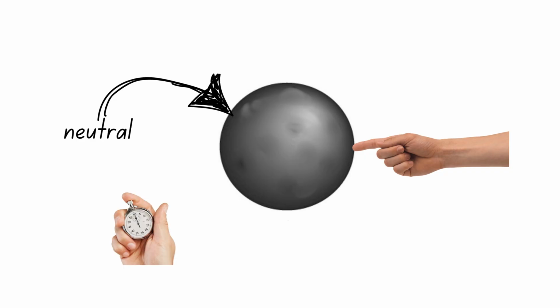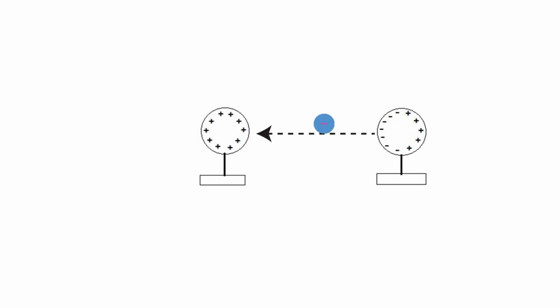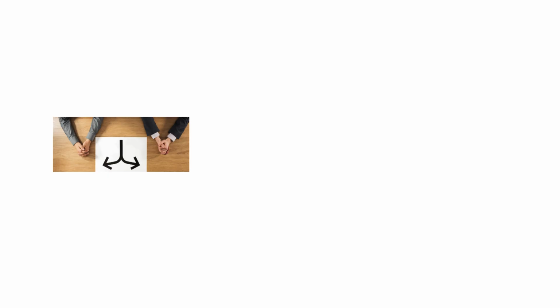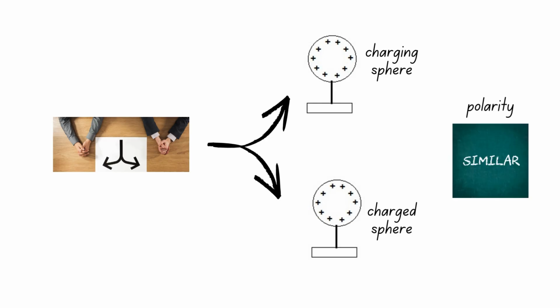To charge a conductor by conduction, you simply need to bring it into contact with another charged conductor. Electron transfer will occur from the more negative body to the more positive one, and when the bodies then get separated, they now both have some charge on them. Charging by conduction produces the same polarity as that of the charging body.